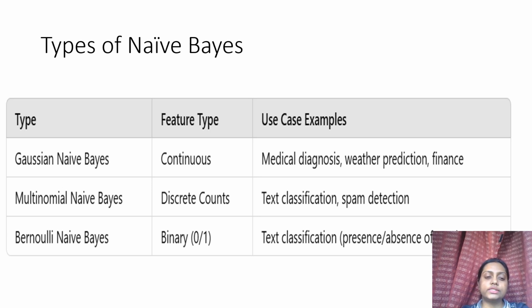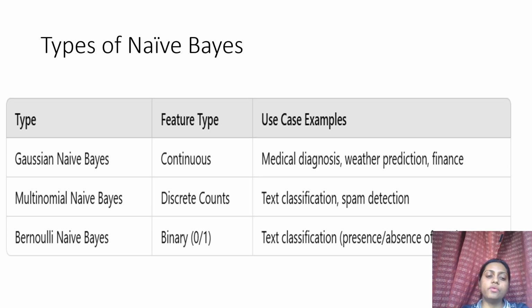Now the second one is the multinomial naive Bayes. When the values are discrete, that means it could be categorical or not categorical, but the values should be discrete. That means a number of values should be present, and it could be represented as a discrete number. In these cases, we can use the multinomial naive Bayes algorithm. The best use cases of this category of naive Bayes are text classification and spam detection.